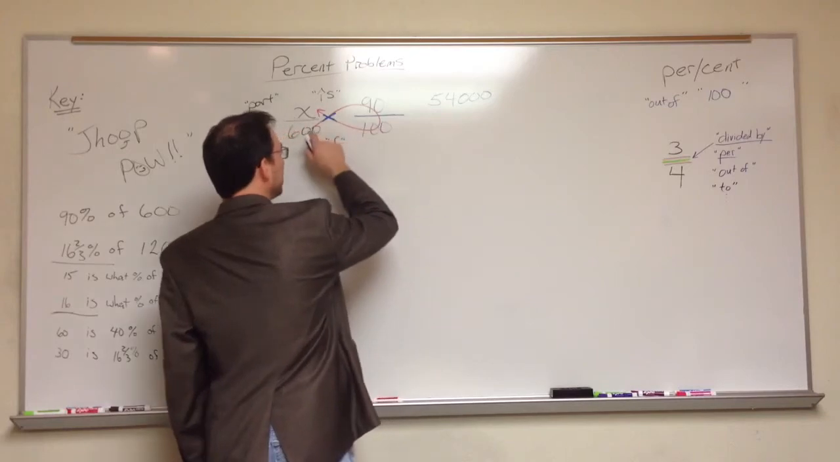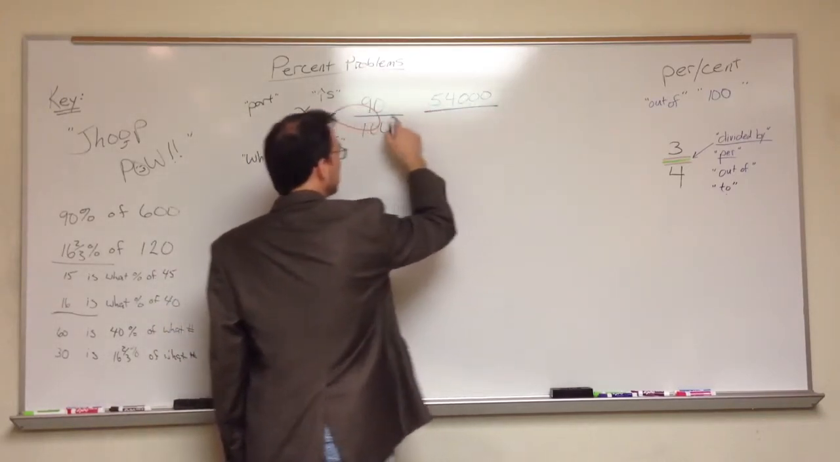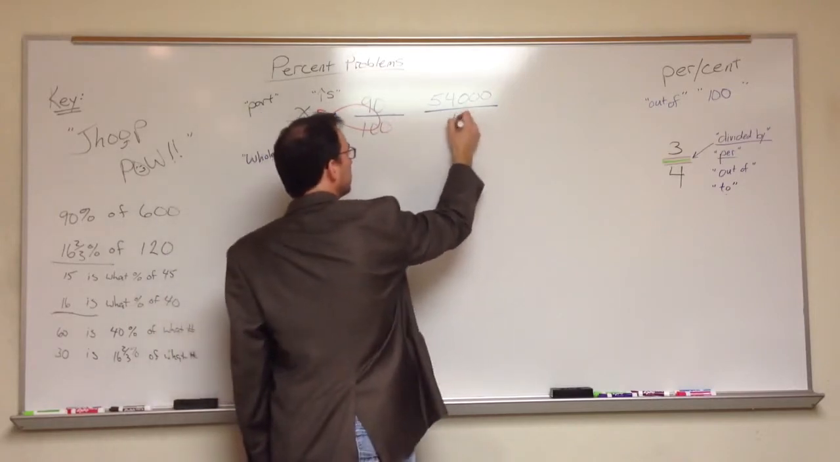So then that's our first step. This times this is that. Then we divide it, divided by 100.